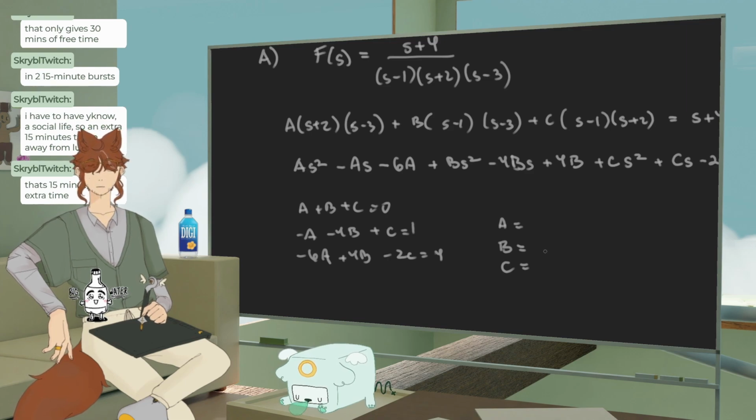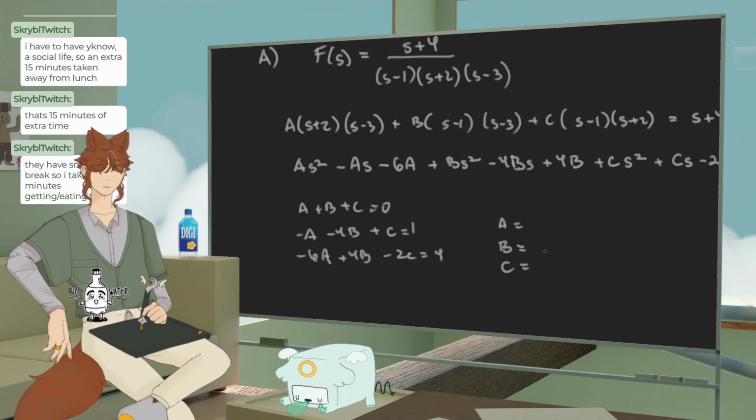Okay, so a minus 6a. Did I multiply that correctly? Let's see. S squared minus 3s plus s, negative s, minus 6. Good.